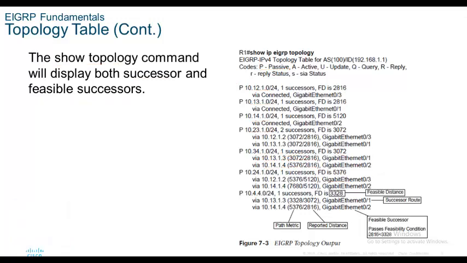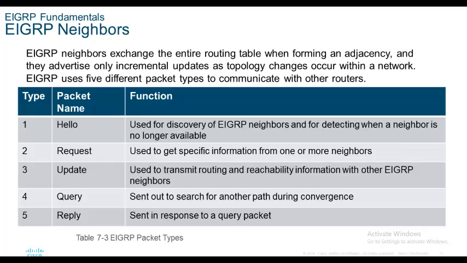See, query is searching for another path. To whom will it search? By sending a request to one or more neighbors. Query and request are interconnected. Update and reply are also interconnected. Response to the query is what? Reply. Response to the request is what? Update.